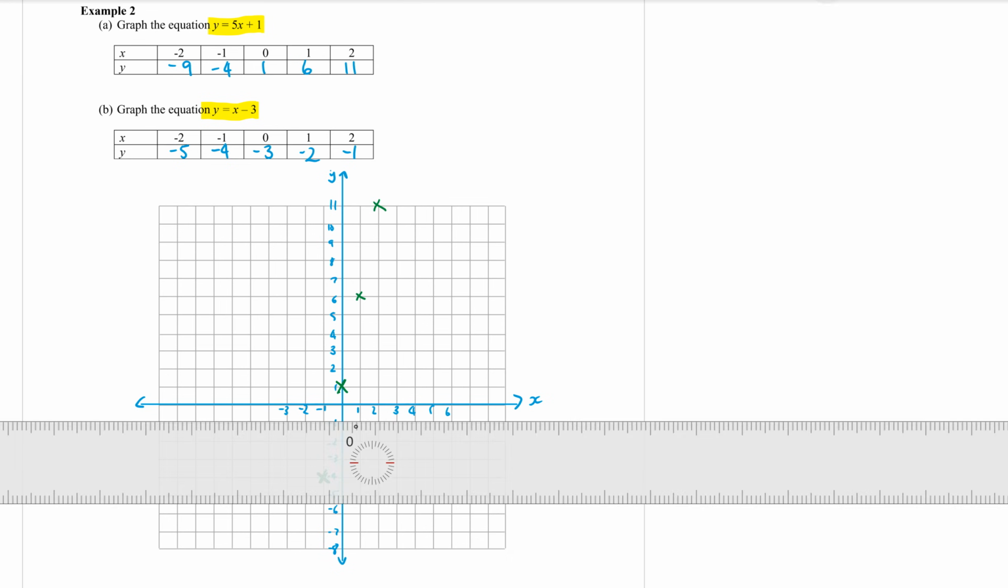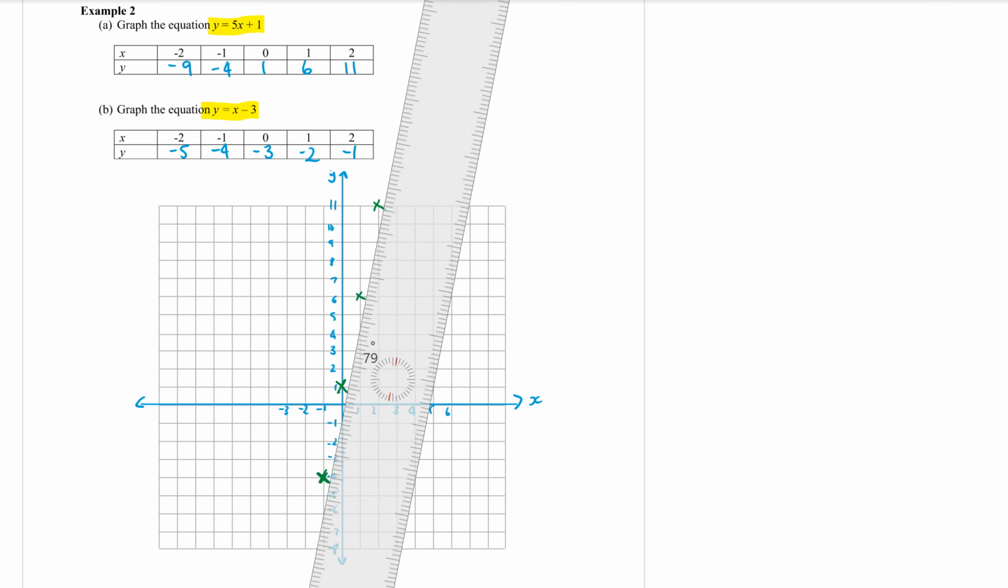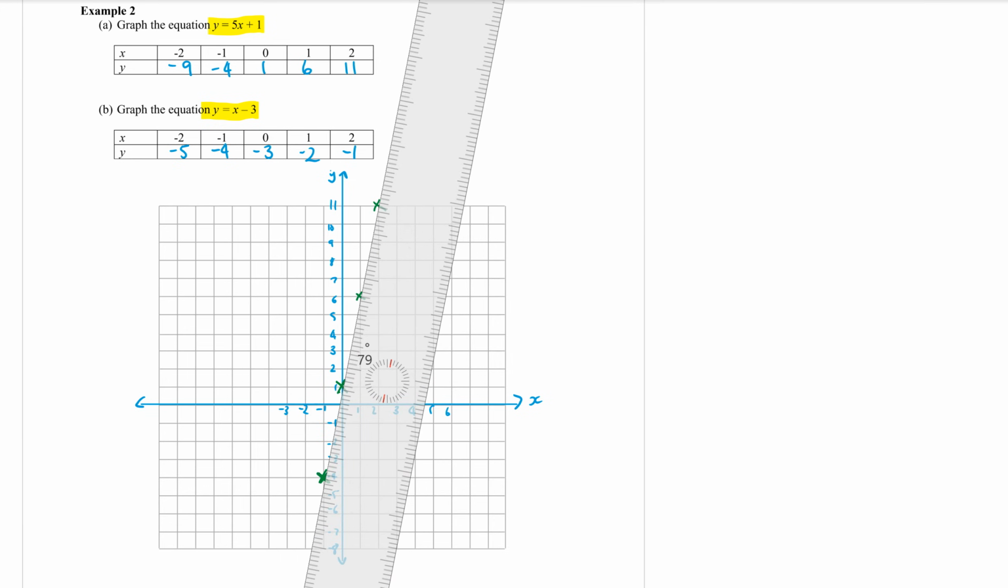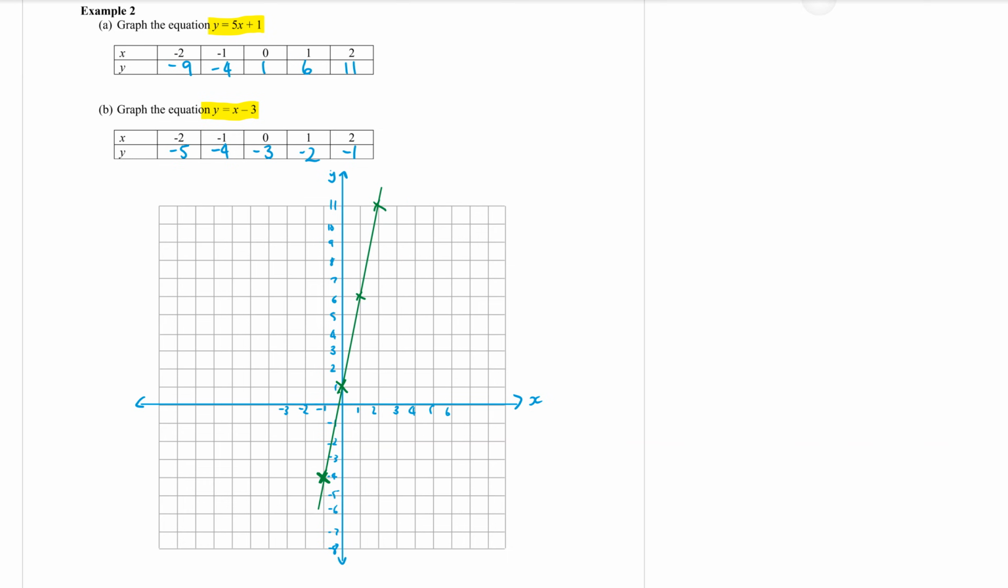Okay, looks nice and straight, so let's put our ruler through that. And draw a lovely straight line. I always like to make my line a little bit longer so that I have room to put my arrows on the end. And I write my equation, y equals 5x plus 1.